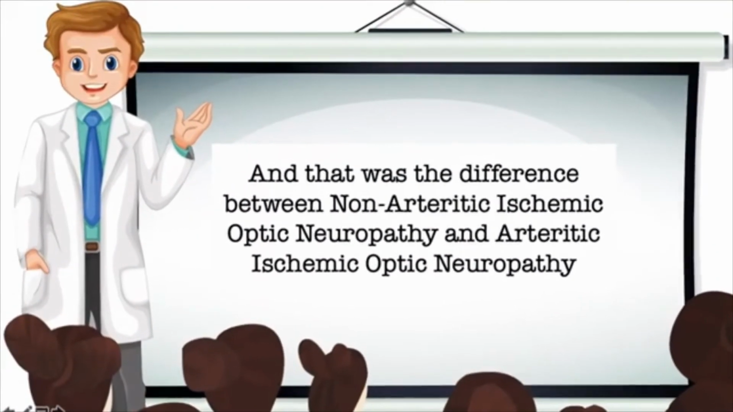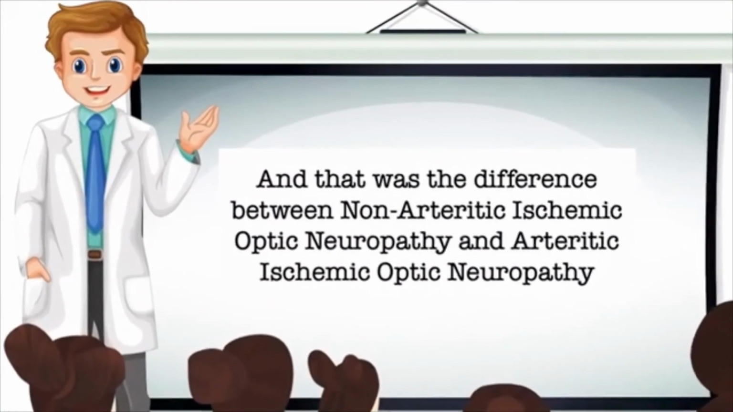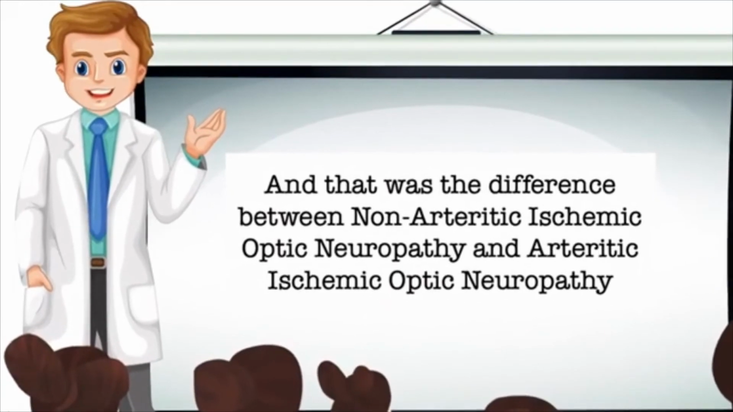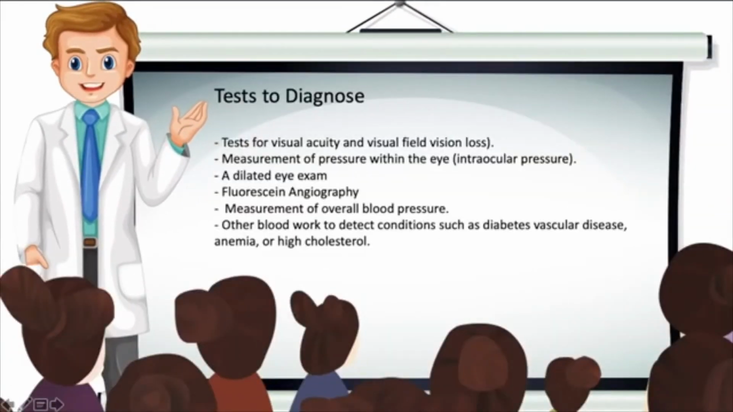And that was the difference between non-arteritic and arteritic ischemic optic neuropathy. And lastly, we have here a different set of tests in order to diagnose. First of all is the visual acuity. We have to check if there is decrease in the vision of patient or how severe its deterioration. Next is visual field to gauge any central or peripheral visual loss or scotoma.